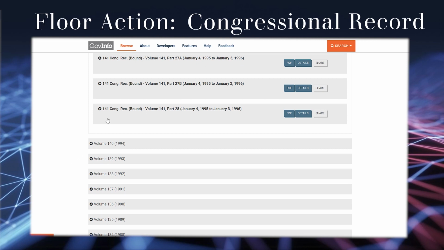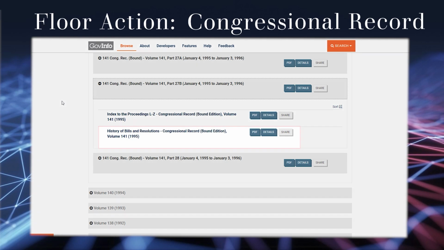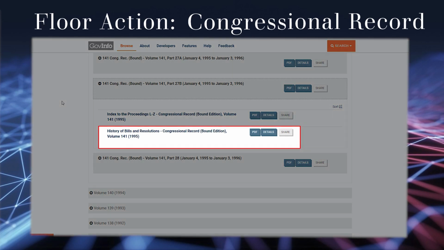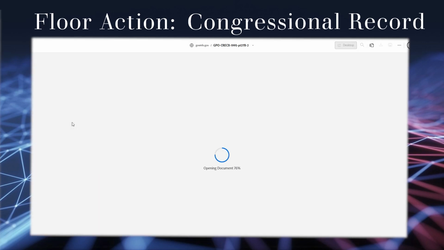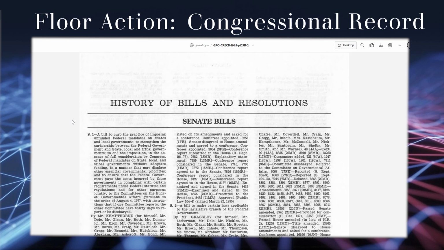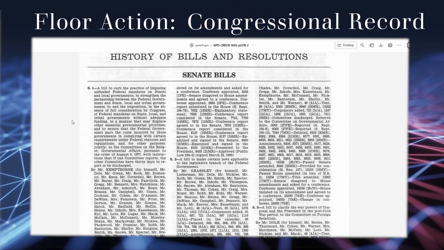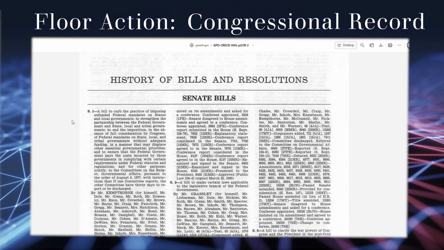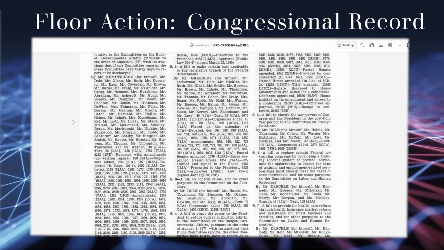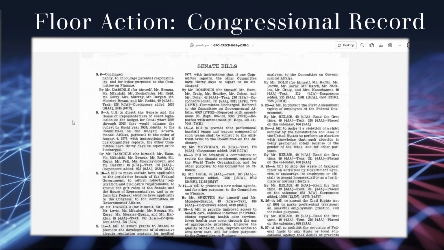Generally, the second to last or last part of that year will have the history of bills and resolutions. That will lead you to a large PDF listing each bill for that session of Congress, organized by bill type. Skip through the document until you find the type for your bill, and then look for the bill number.